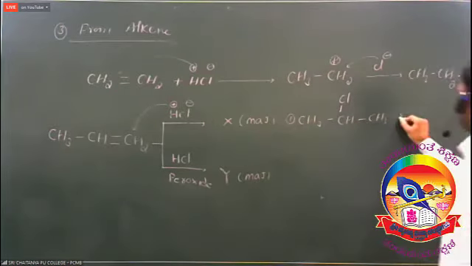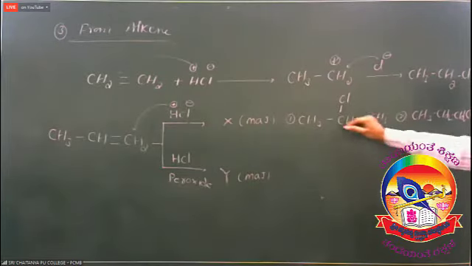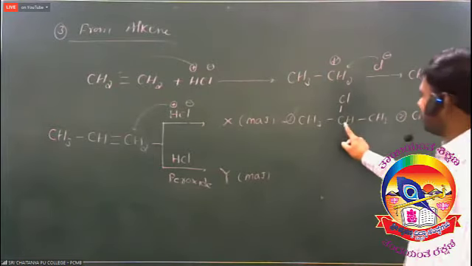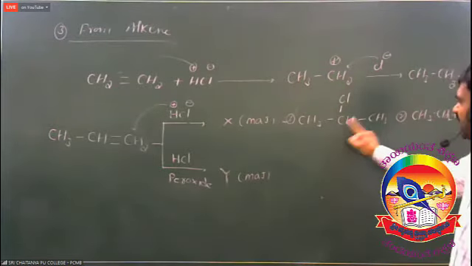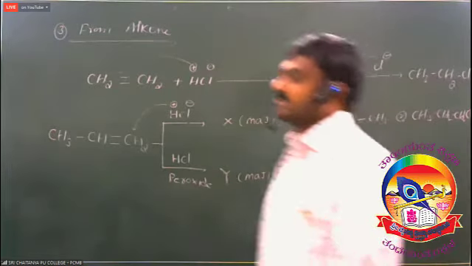That is the first option. The second option is CH3CH2CH2Cl, n-propyl chloride. So what is the major product? 2-chloropropane is the major product according to the Markovnikov rule, because it forms a secondary carbocation, whereas the other forms a primary carbocation. Next, what is Y?